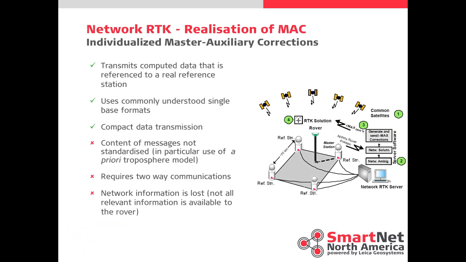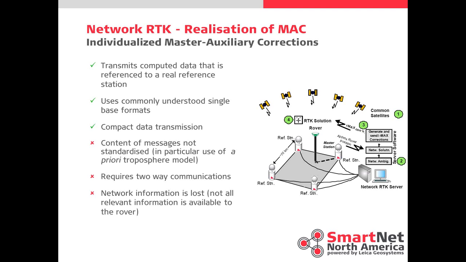So for us, the realization of this is called our iMAX solution. What happens here is very similar to a MAX in that all the data is sent from the stations in the network to the network RTK server. A common ambiguity solution is computed. The rover sends its approximate position back into the server. A network solution is then computed, and a master station correction is broadcast to the rover.